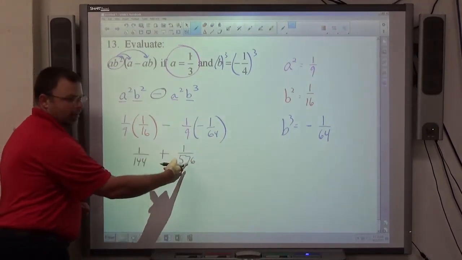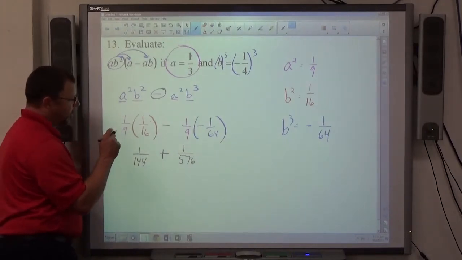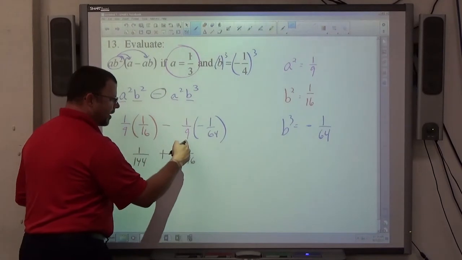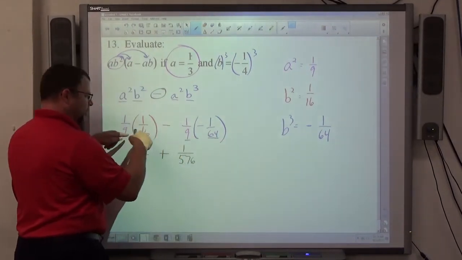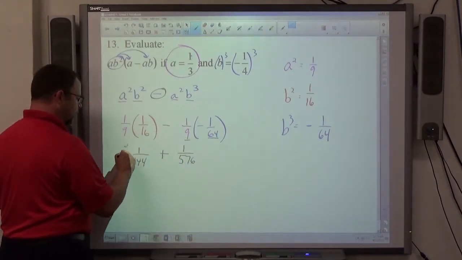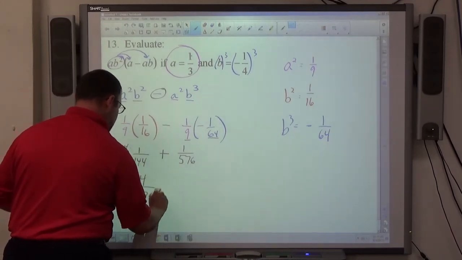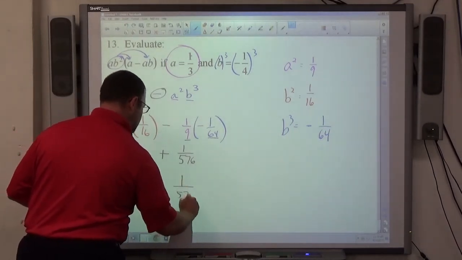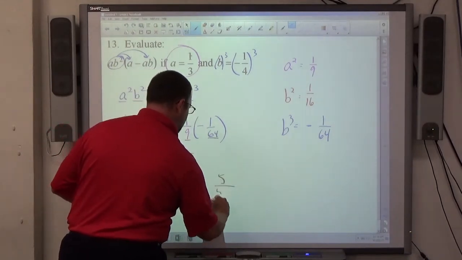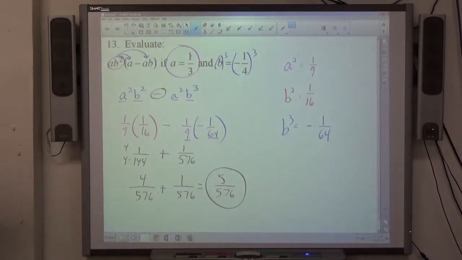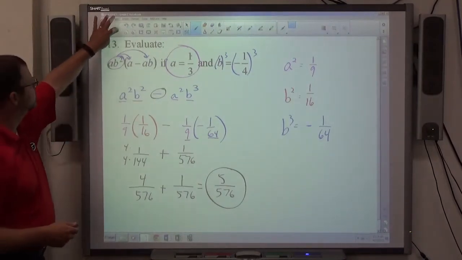Now, this is not as friendly as some of the other fraction problems, but notice 16 times 4 is 64. That's 9 times 16 times 4. This is just missing a 4 over here. So times 4 on top and bottom, we get our common denominator. 4 over 576 plus 1 over 576 equals 5 over 576. So that's the most efficient way to do that.